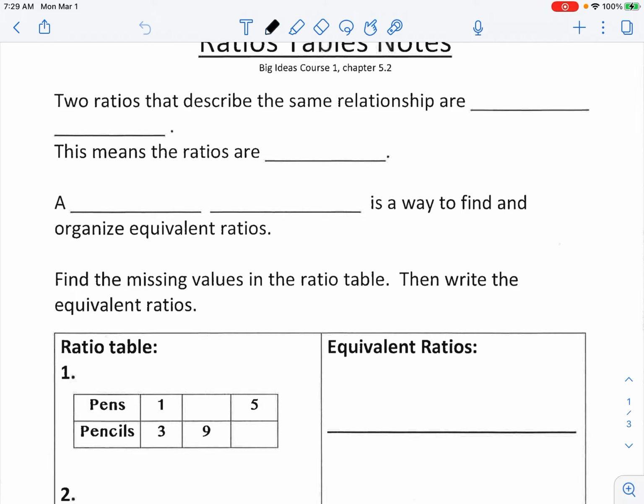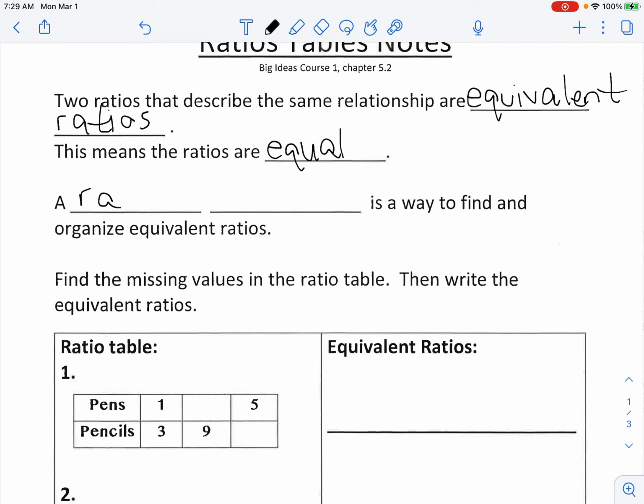So, first thing we're going to do is write our definition. Two ratios that describe the same relationship are equivalent ratios. Equivalent ratios. This means that the ratios are equal.